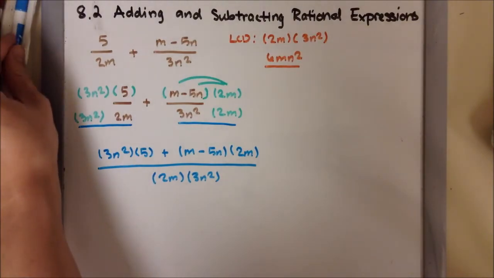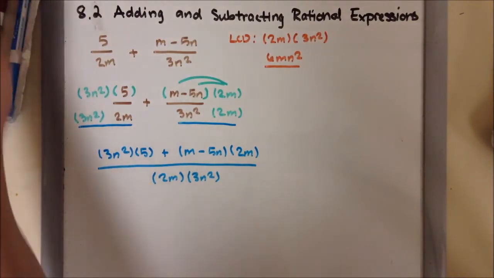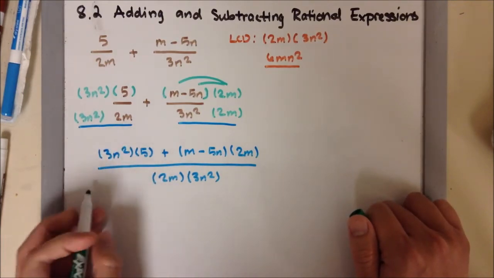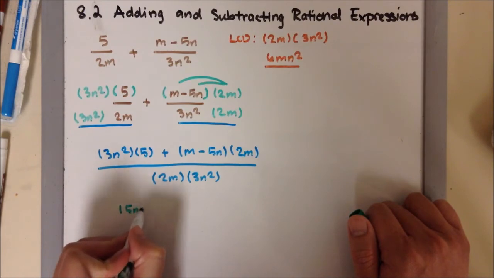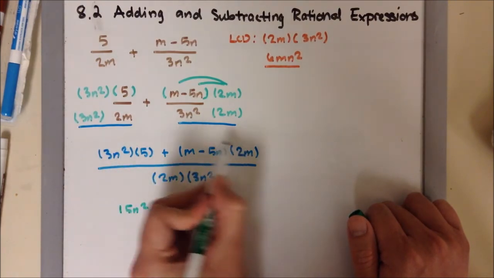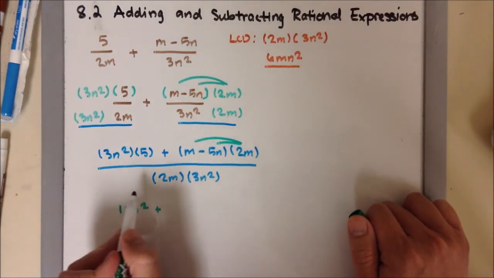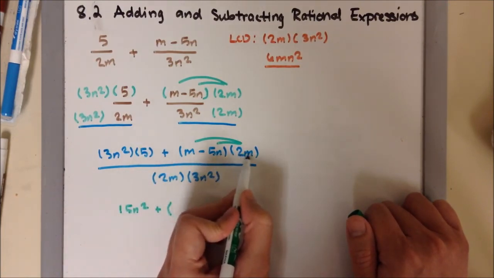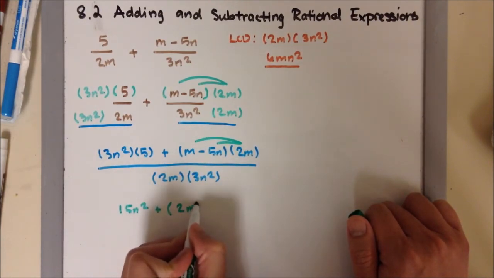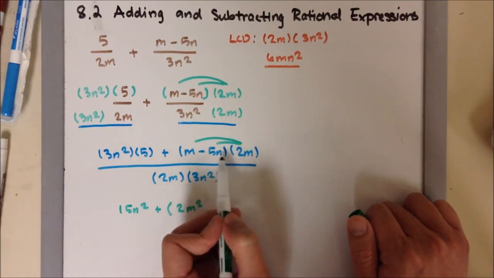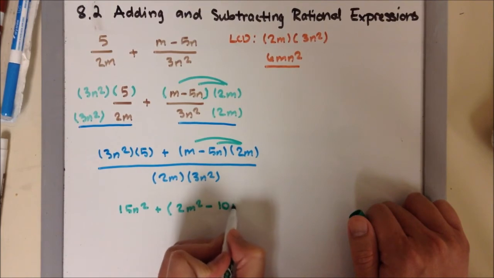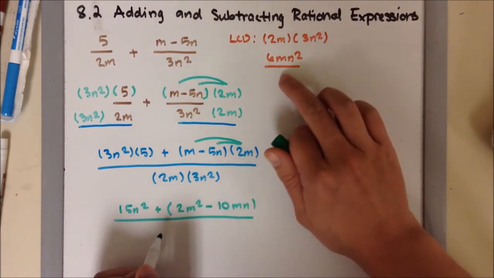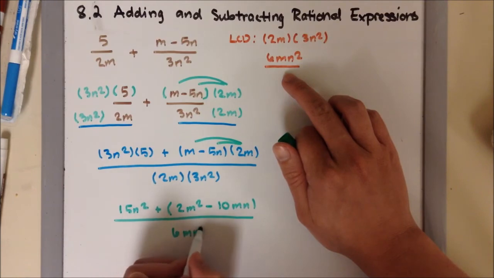Alright, so what I'm going to do now is multiply the first part. So 3n squared times 5 will be 15n squared plus, now over here, I'm going to distribute the 2m, but for good practice, I'm going to keep the parentheses, and here's why, with the plus and minus. So 2m times m will be 2m to the second power, and then 2m times negative 5n will be negative 10mn over, now since we have the LCD, I can write 6mn squared.